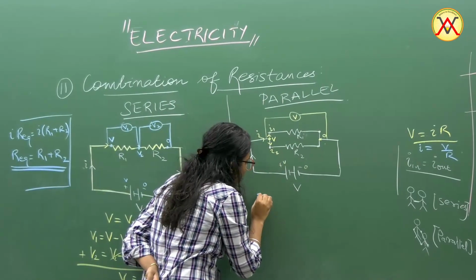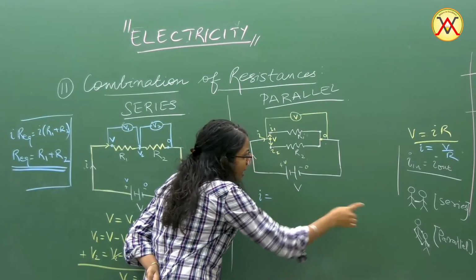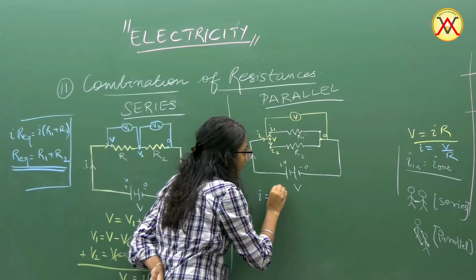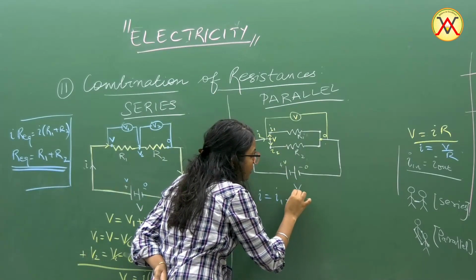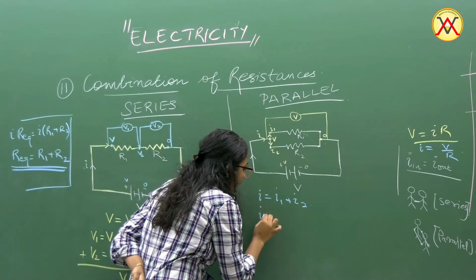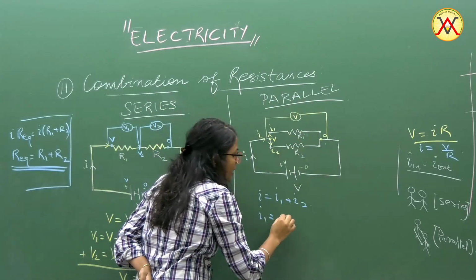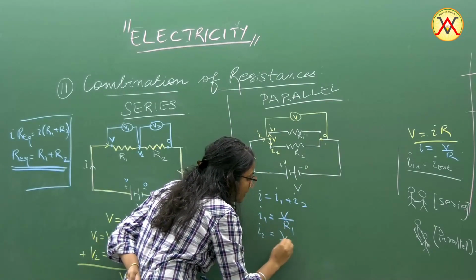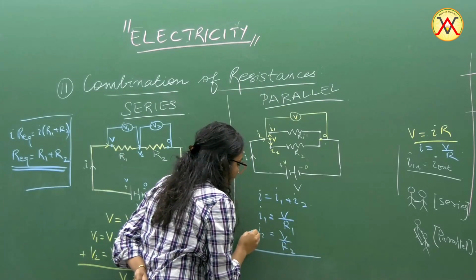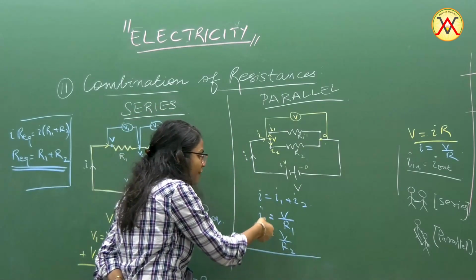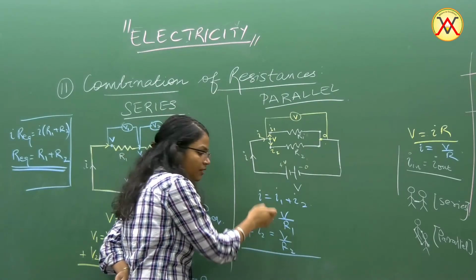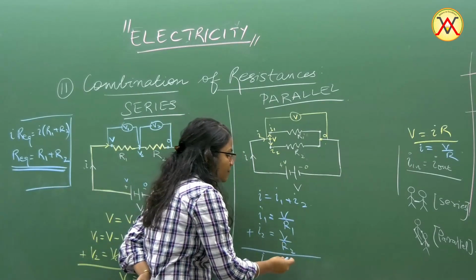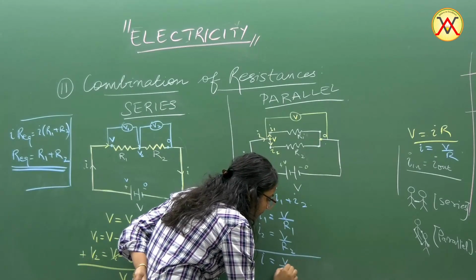If V equals IR, then I must be equal to V upon R, right? I incoming equals I out. So, I incoming at this node is I and I out is I1 plus I2. I1 is basically equal to V upon R1 from our next equation. I2 is equal to V upon R2. If we combine these two equations, what do we have? I1 plus I2, which is basically I, equals V upon R1 plus V upon R2.